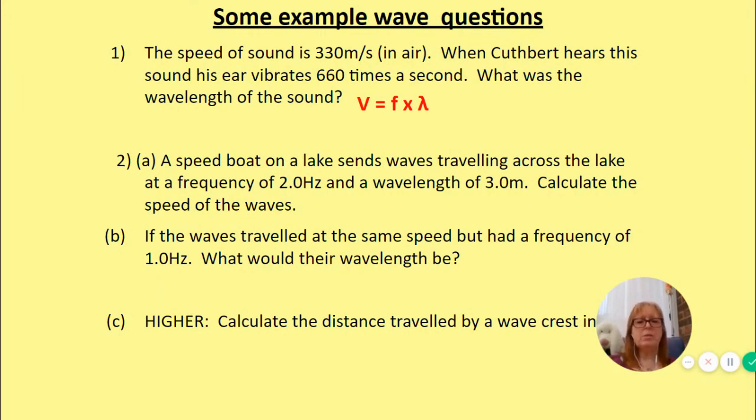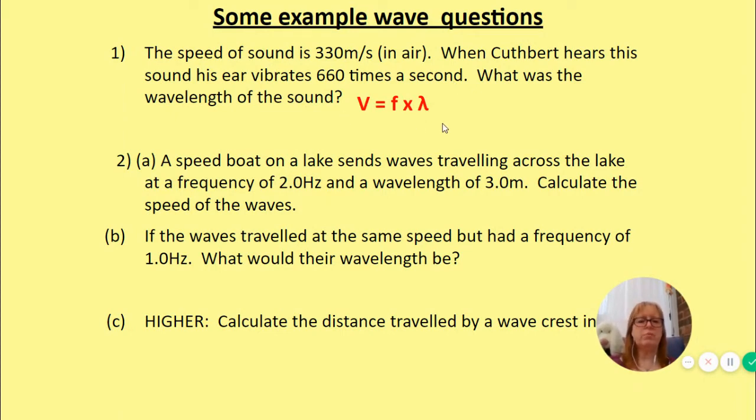Right, let's do the answers then. So, first thing you've got to do is always box and underline. First things first, what do I need to find out? What have they asked you to find out? They asked you to find out the wavelength. Right, and what else? Write down the formula. What do you know already? You need to find out wavelength. You know the speed of sound, and you know 660 times a second. So that's the frequency. So what you do is you write down your formula.